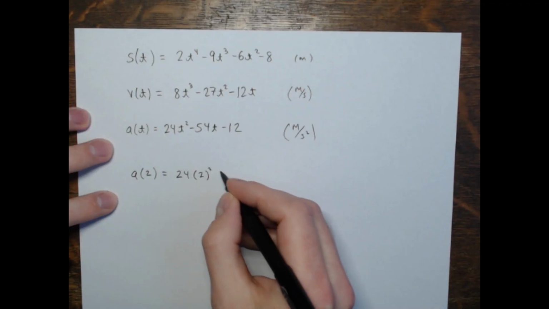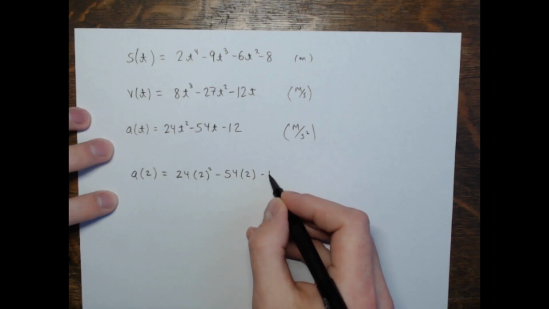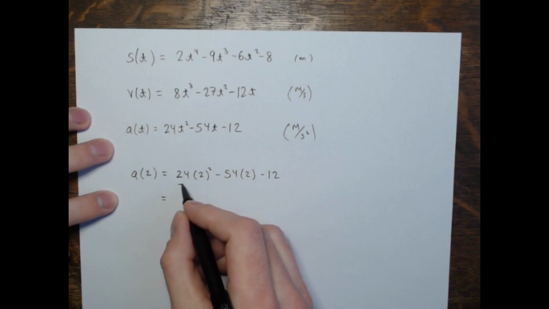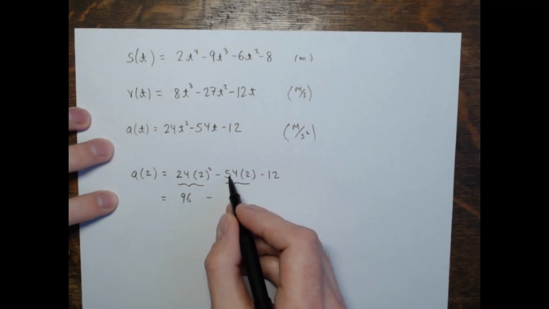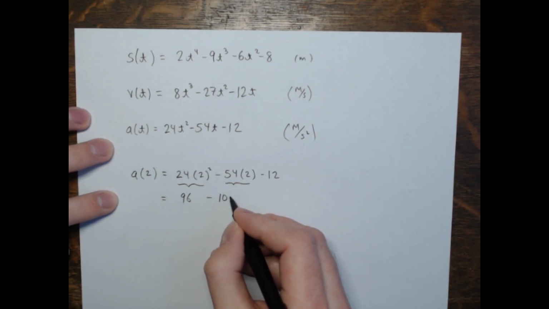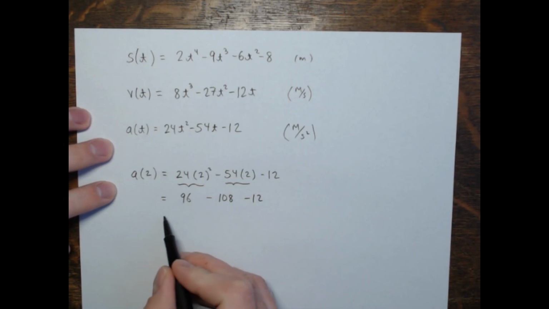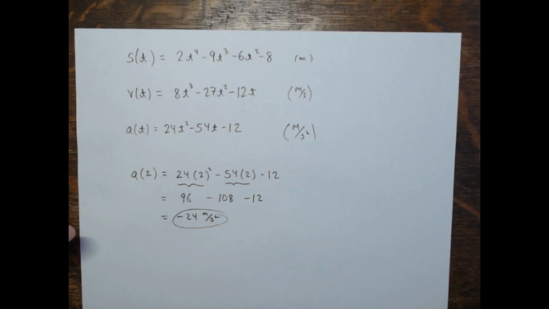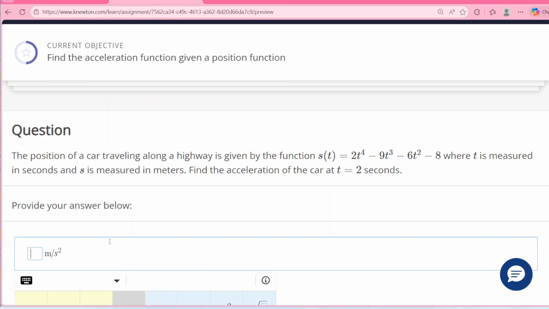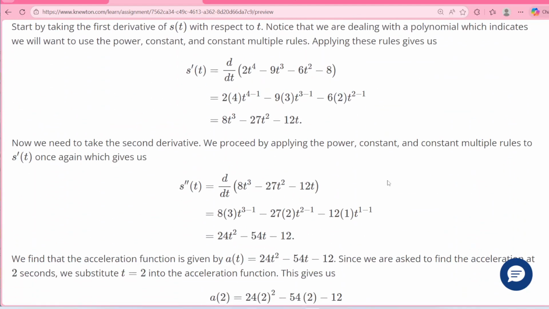So 24 times 2 squared minus 54 times 2 minus 12. So again, this is 24 times 4, so that's 96. This is 108, and then minus 12. So this is negative 12 and another negative 12. So this is negative 24 overall, and this is going to be meters per second squared. But all I'm entering is the value, right? They have the units there for me already, so I don't have to type that. This is a negative 24. Great.